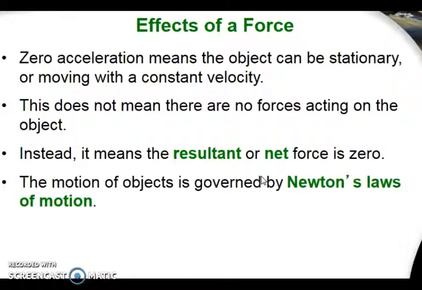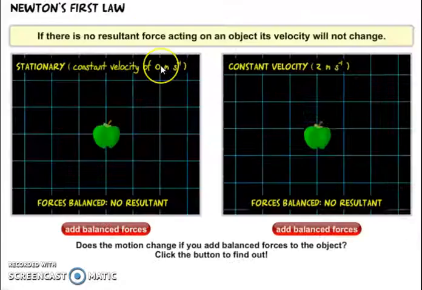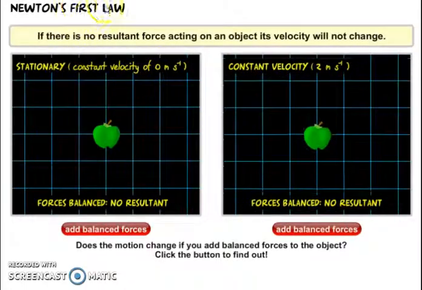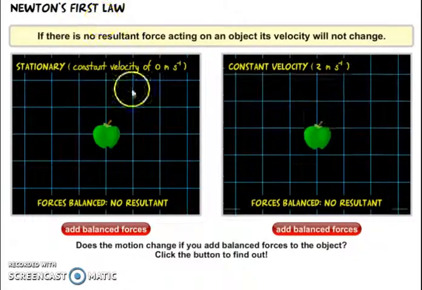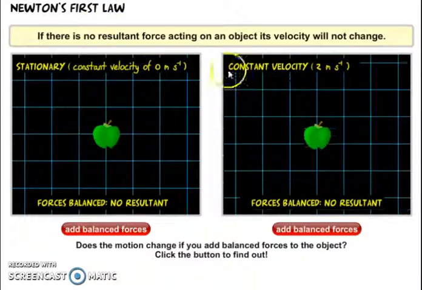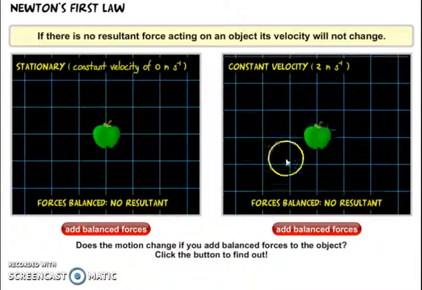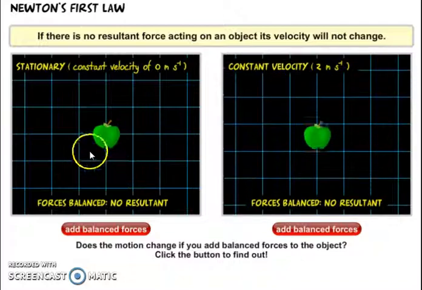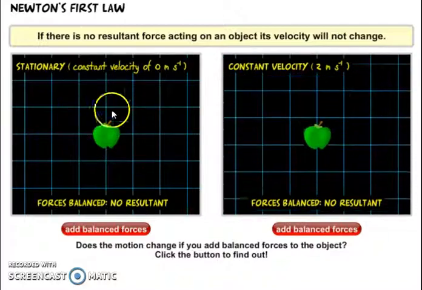Okay, so how we study this is that we're going to go straight into Newton's laws. This forms the basis of Newton's laws of motion. Okay, all right, so let's go straight into Newton's first law. In Newton's first law, you can see that it's all talking about zero acceleration, like what we've been discussing so far.